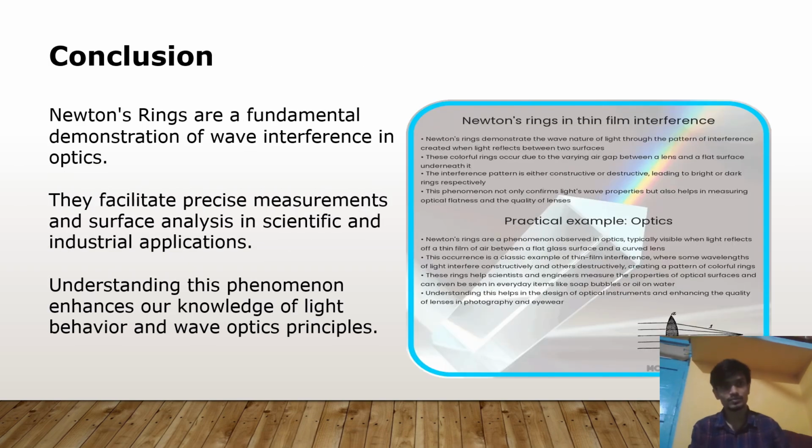Conclusion. Newton's rings are a fundamental demonstration of wave interference in optics. They facilitate precise measurements and surface analysis in scientific and industrial applications. Understanding this phenomenon enhances our knowledge of light behavior and wave optics principles. Newton's rings show how light waves interfere with each other. They are important in scientific measurements and help us understand the wave behavior of light.